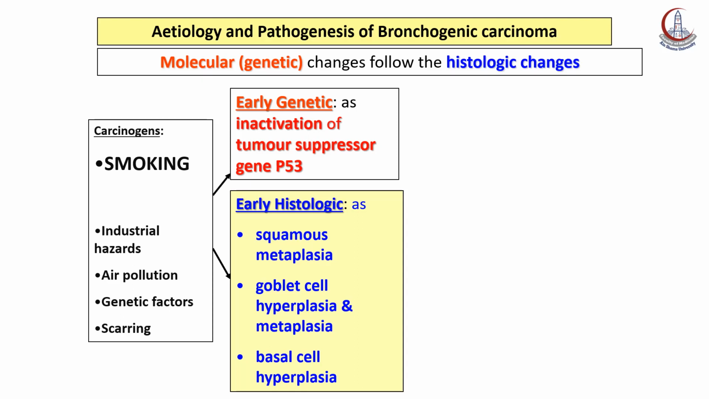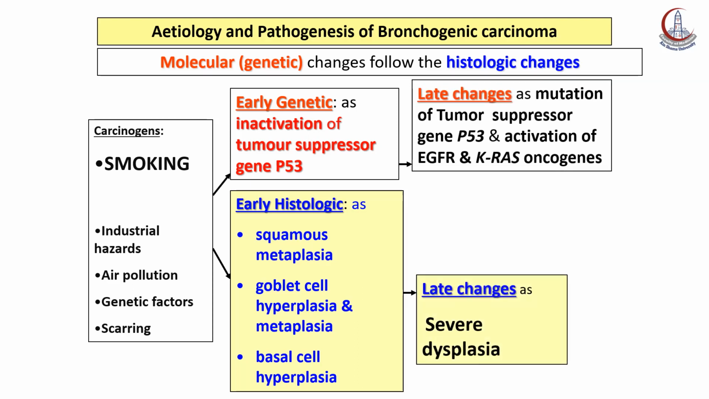showing early histologic features like squamous metaplasia, goblet cell metaplasia, and basal cell hyperplasia. Late genetic changes like mutation of tumor suppressor gene p53 and activation of oncogenes like epidermal growth factor receptor and KRAS. These late changes cause late histologic change in the form of severe dysplasia, and then lung carcinoma is formed.